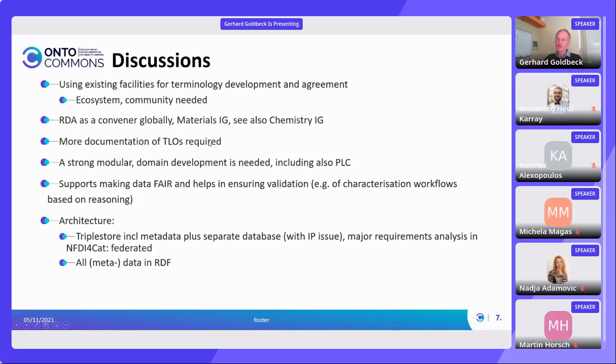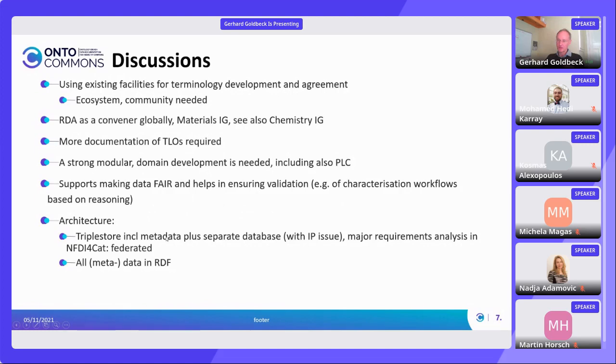In terms of TLOs, the wish is more documentation is needed to enable more mid-experts, people who have only recent expertise. They really need more training, more documentation, and a strong modular development needed that then ties in with current engineering development, such as product lifecycle as well. All of that then helps, of course, in making data FAIR and supporting validation.